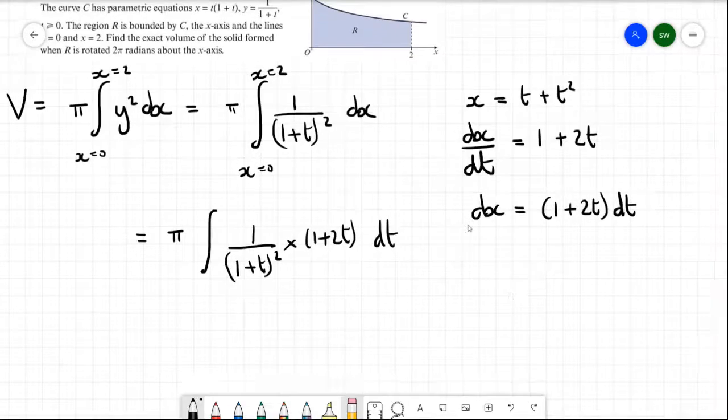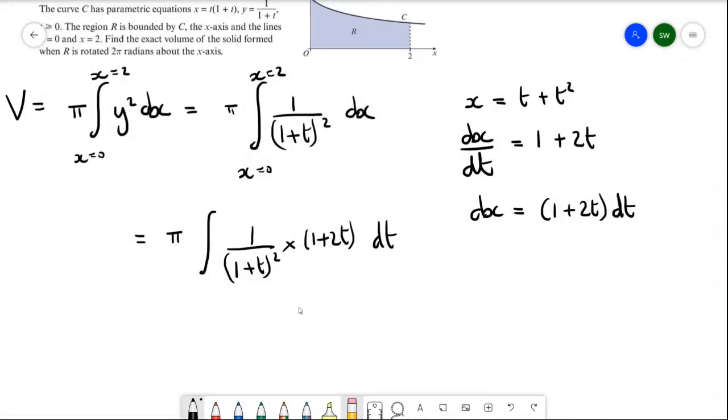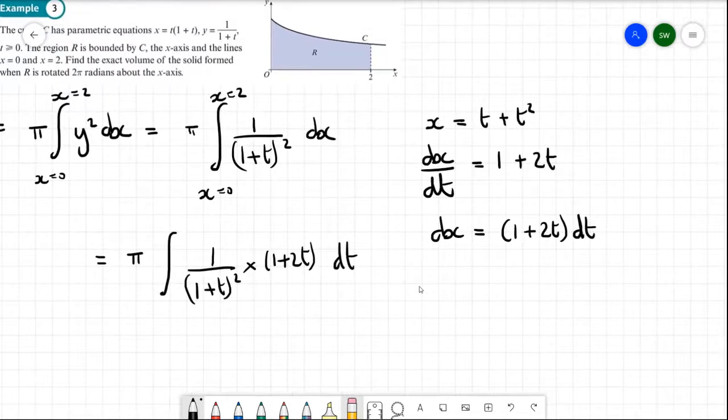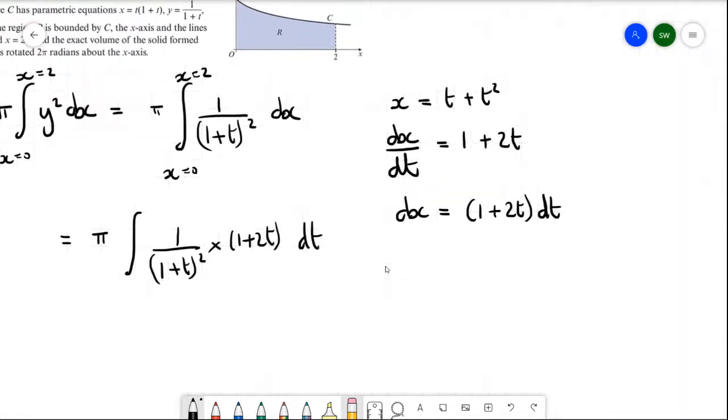And at this point, I'm going to change the limits as well. So we might as well make the integral in terms of t. So we'll change the limits from x limits to t limits. So if we do the top limit, when x equals 2, we know that 2 is equal to t plus t squared. So if we solve this equation, we're going to get t is 1 or t is minus 2.